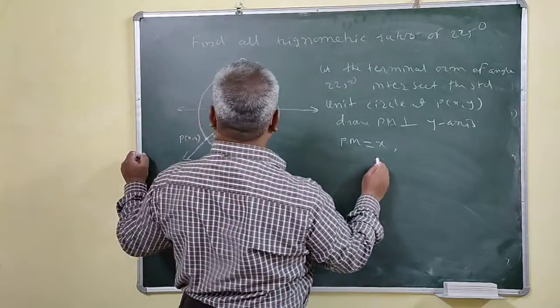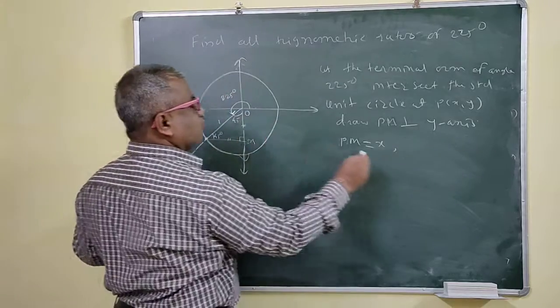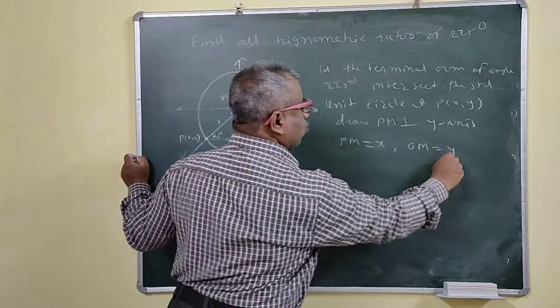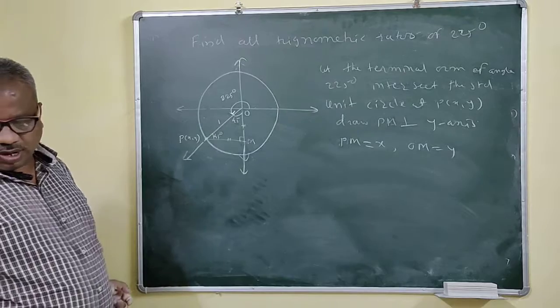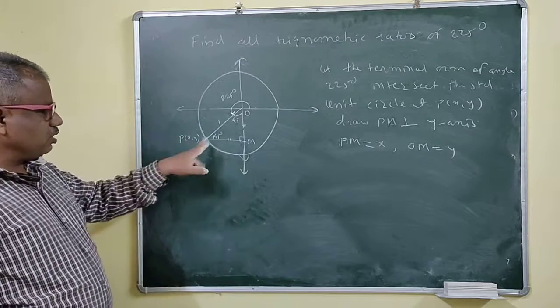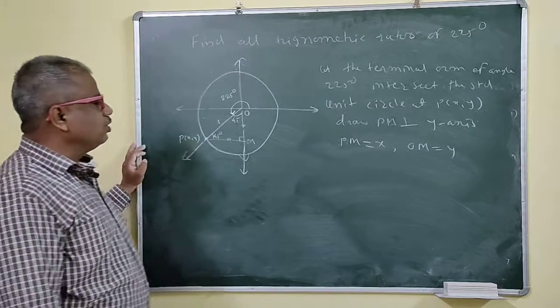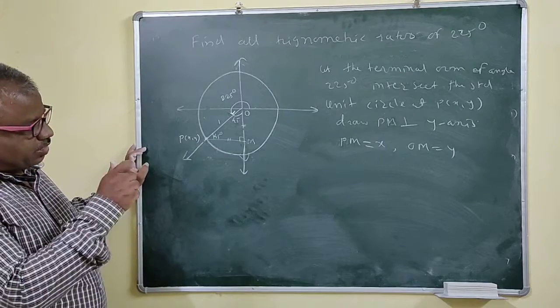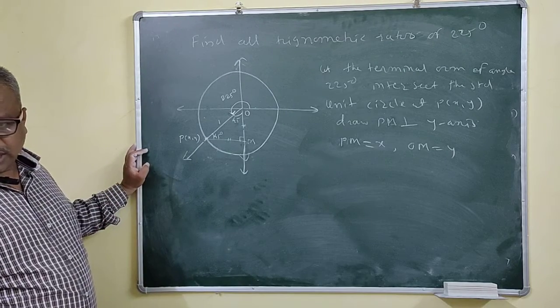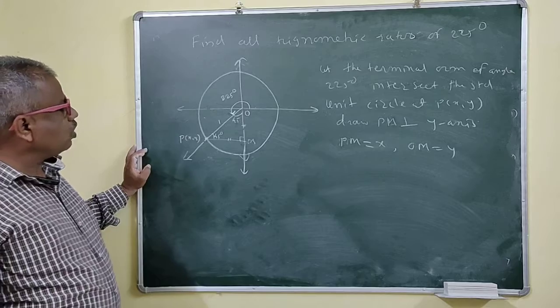That means this is y. So this is your O. So OM is what? OM will be your y. Okay. So next we will see. This is in the third quadrant. Then we will write the value of this one. Right? First we will find the value of PM and OM now. They are the distances. Okay.